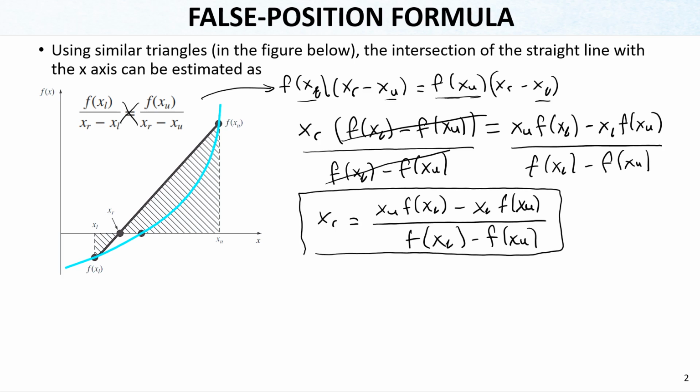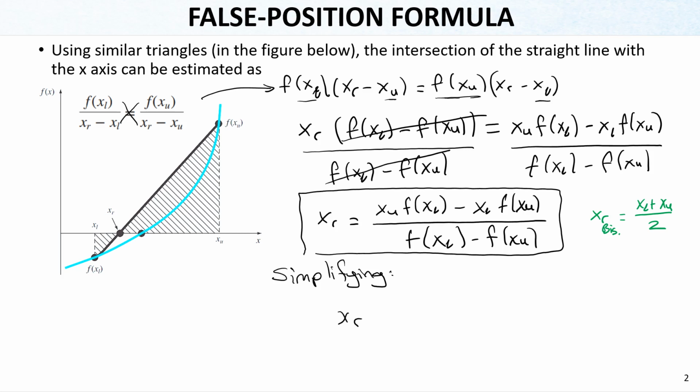To compare, I'm writing xr for bisection: xl plus xu divided by 2. So you can compare these easily. You can see that we have the function values as well. We can simplify this a little bit further. I'm not going to give you the details of the simplification, but you can check your book if you want to. I will just write the result. Basically, we use some operations to have fewer calculations.